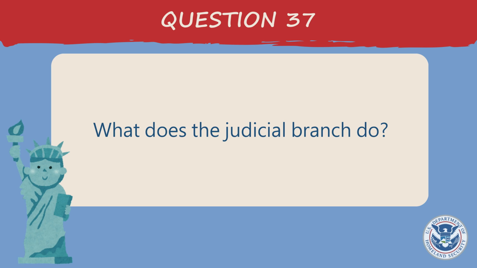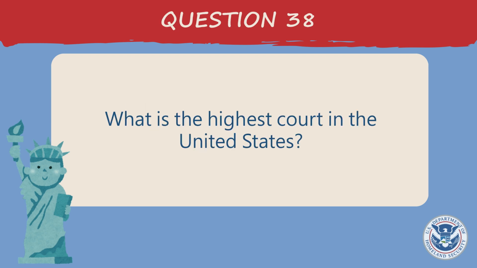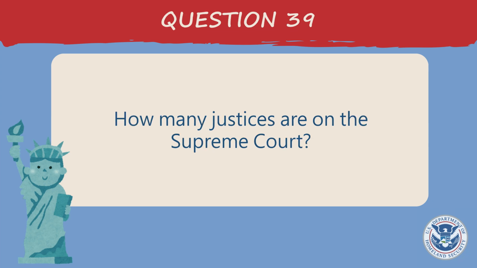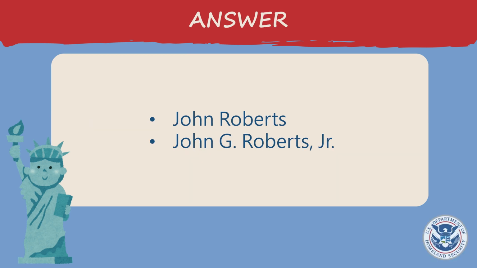What does the judicial branch do? Reviews laws, explains laws, resolves disputes or disagreements, decides if a law goes against the Constitution. What is the highest court in the United States? The Supreme Court. How many justices are on the Supreme Court? 9. Who is the Chief Justice of the United States now? John Roberts. John G. Roberts, Jr.